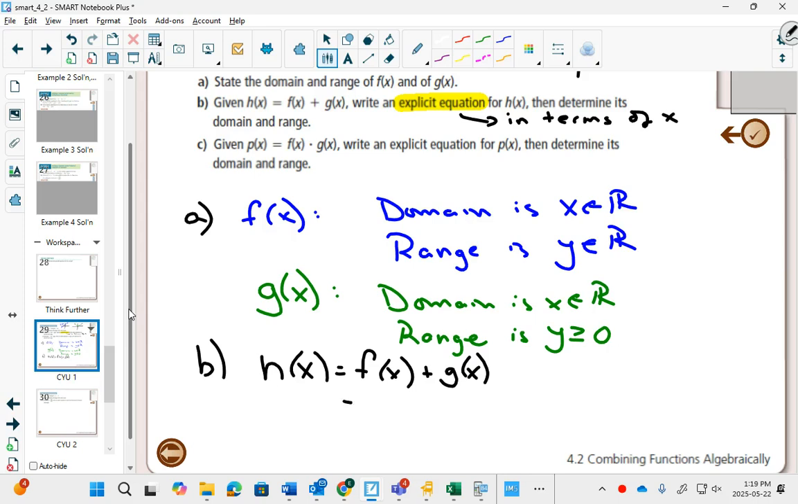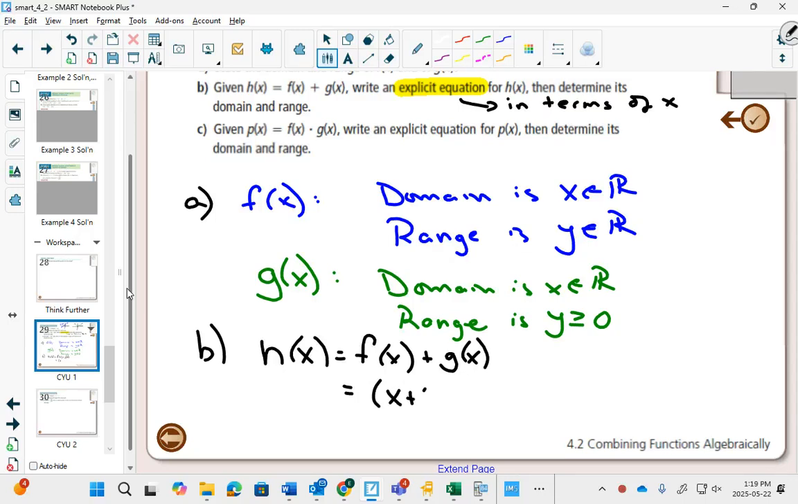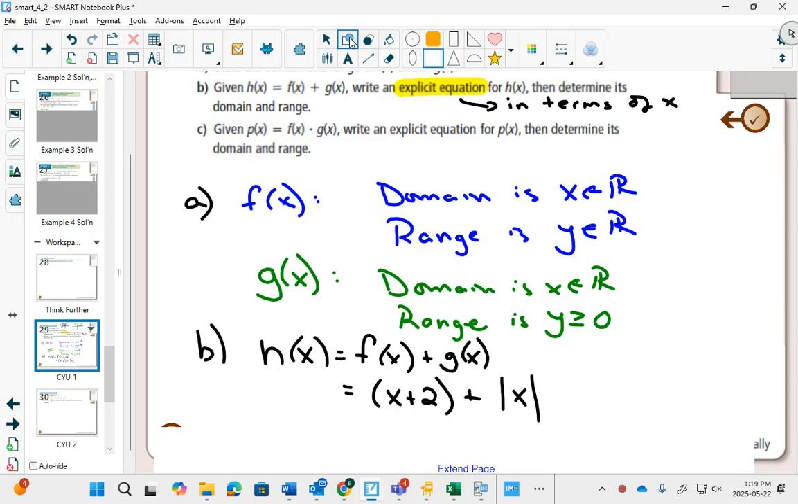But it's as simple as taking f of x, which was x plus 2, and adding g of x, which was the absolute value of x. And this would be an explicit equation for h of x, because now it's in terms of x only, it's not also in terms of their functions.